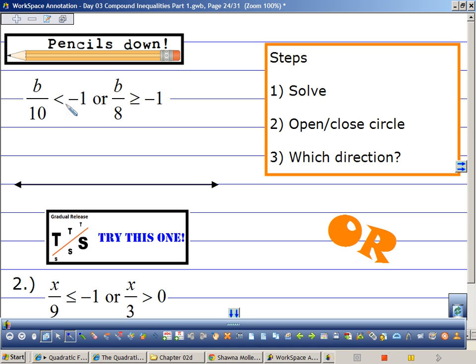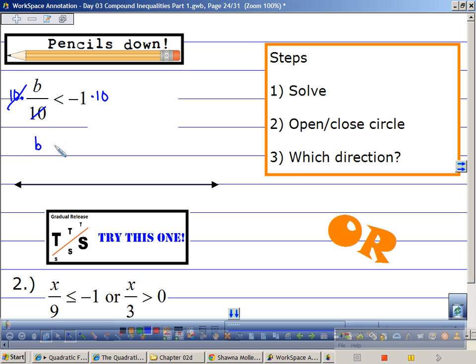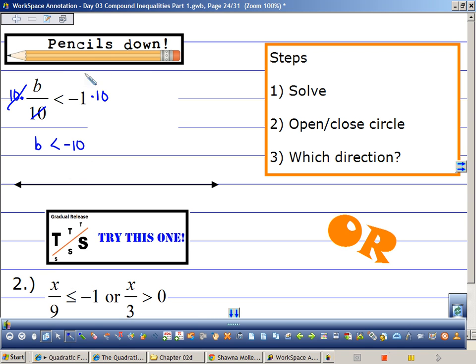All right, so how would I solve this one? Let's cover this one up. Multiply by 10. And I get B is less than negative 10. Do I change the sign on that? No. Let's unveil the rest of our problem.